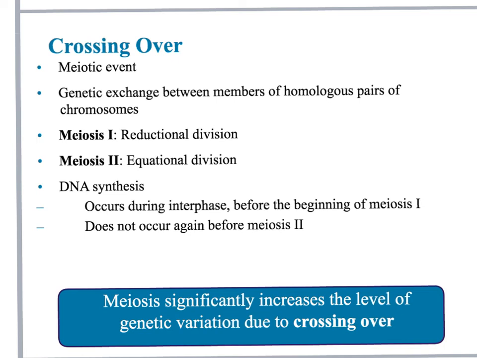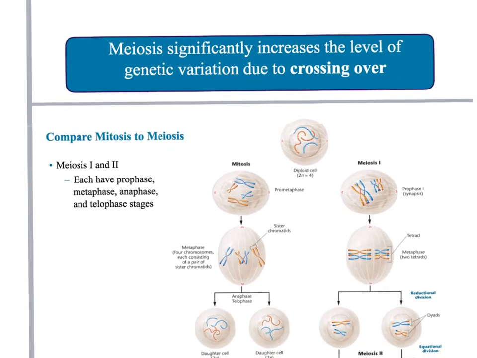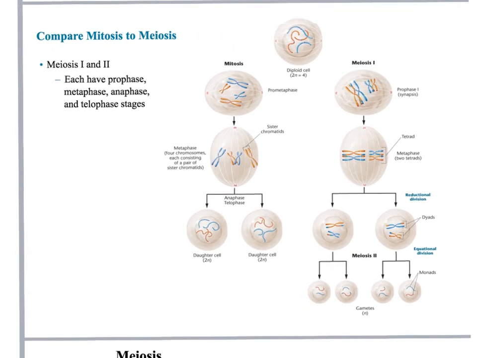And then meiosis has two divisions, meiosis 1 and 2. Meiosis 1 is the reductional division, and then meiosis 2 is when they equate back together. DNA synthesis occurs during interphase before the beginning of meiosis 1, and then does not occur again before meiosis 2. So meiosis significantly increases the level of genetic variation via crossover. And we'll see some of those pictures later on in another lecture.